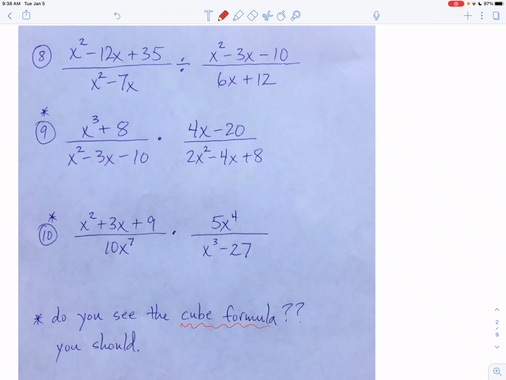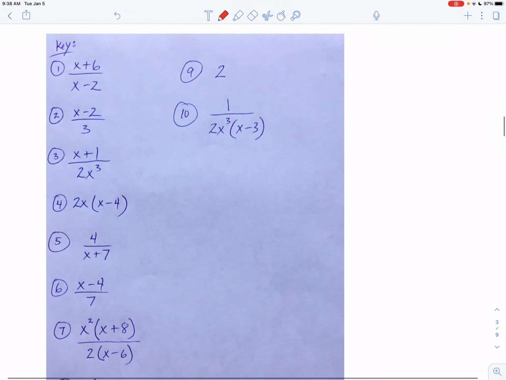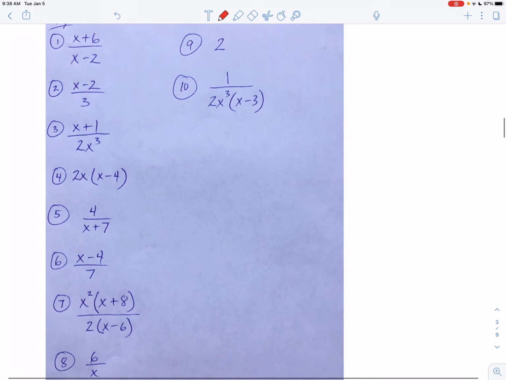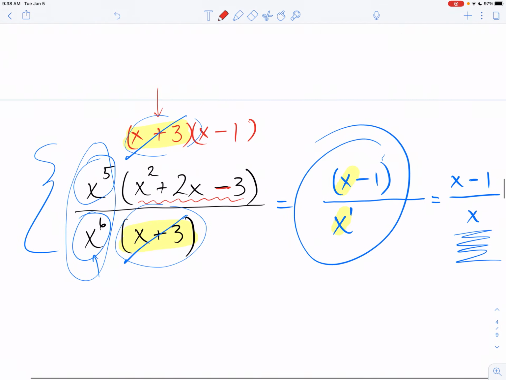So let's talk about multiplying and dividing now. Let's get those ones done. And remember, there's always an answer key with everything I give you, so you can check your answers. There's all the answers. But let's talk about multiplying and dividing, because we haven't done that yet.